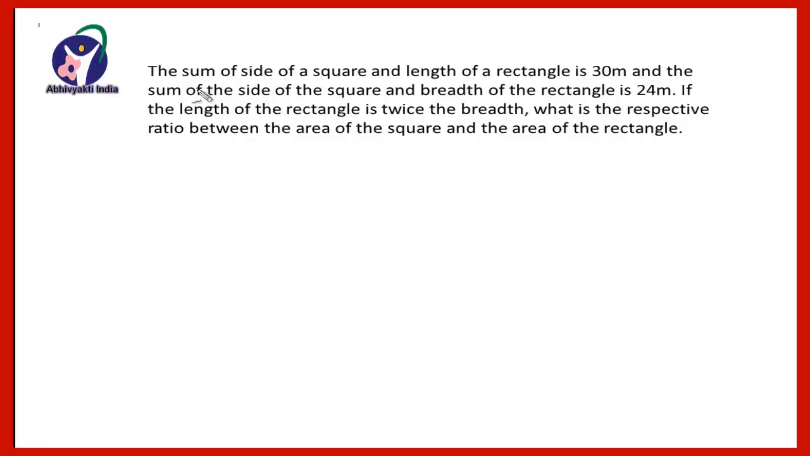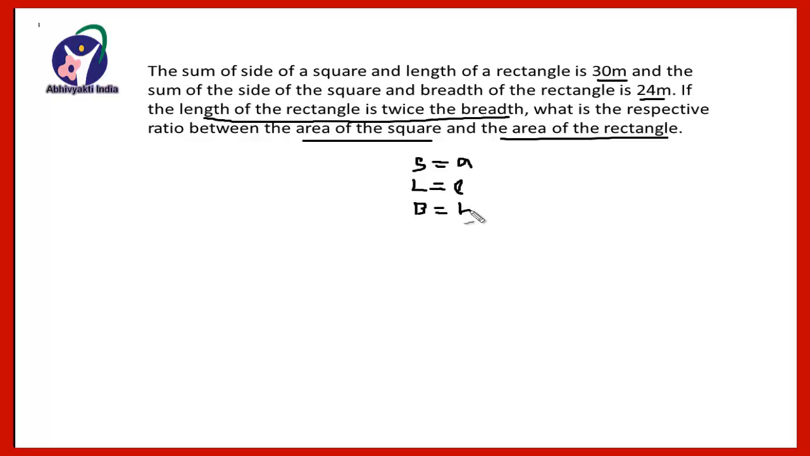Now the next question is the sum of the side of a square and the length of the rectangle is 30 meter, and the sum of the side of a square and the breadth of the rectangle is 24 meter. If the length of the rectangle is twice the breadth, what is the respective ratio between the area of the square and the area of the rectangle? The length is twice that of the breadth. So let the side be A, let the length of the rectangle be L, and breadth of the rectangle be B.